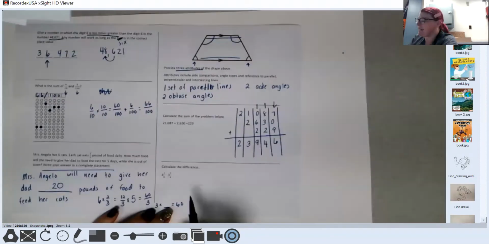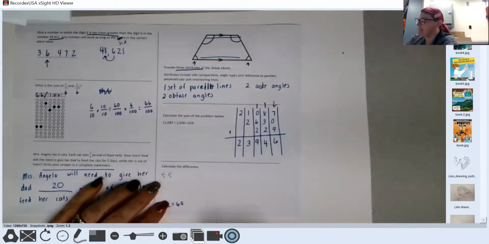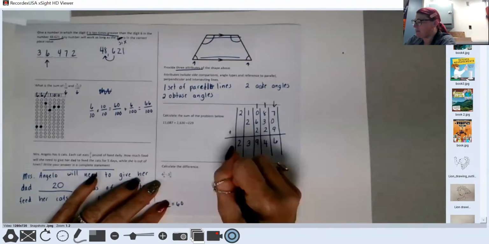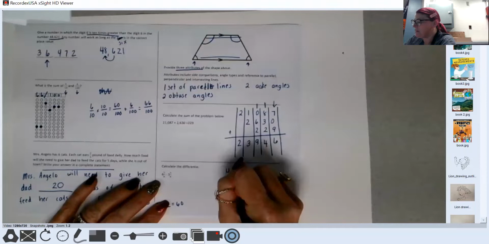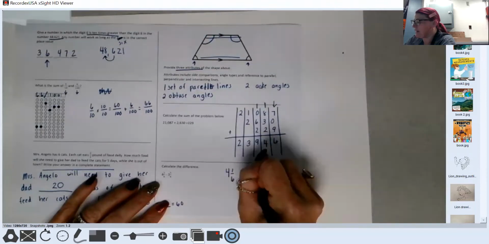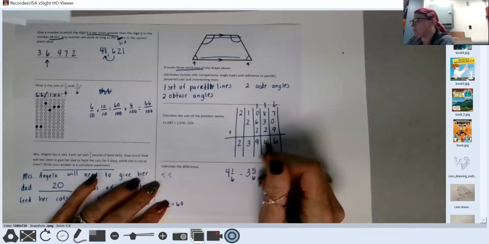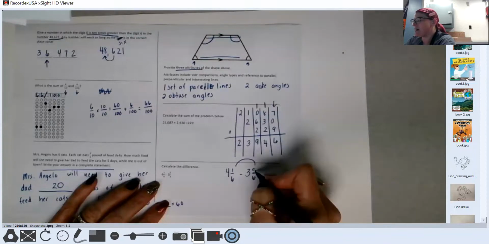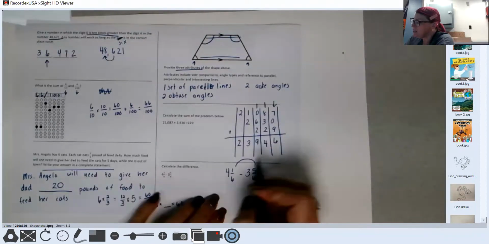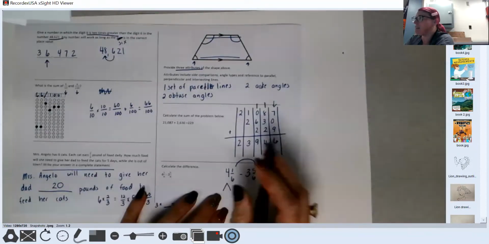The next problem says calculate the difference. And this is a mixed number, minus 3 and 5/6. So I start with my smallest value, which are my fractions. I can't take 5/6 from 1/6, so I need to break apart my whole, basically like borrowing.